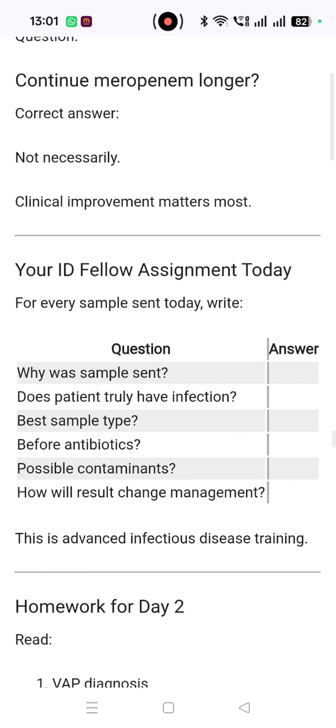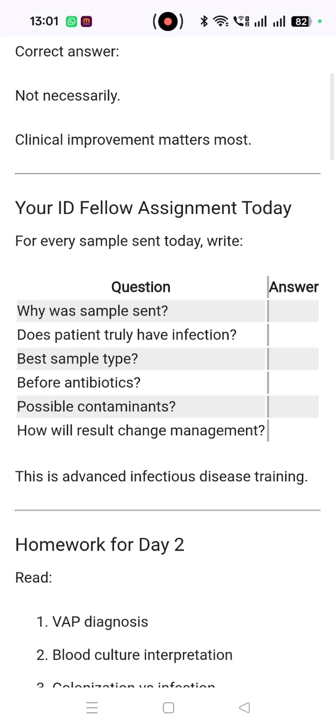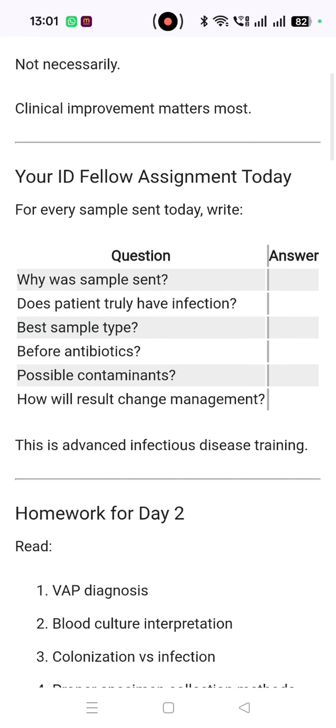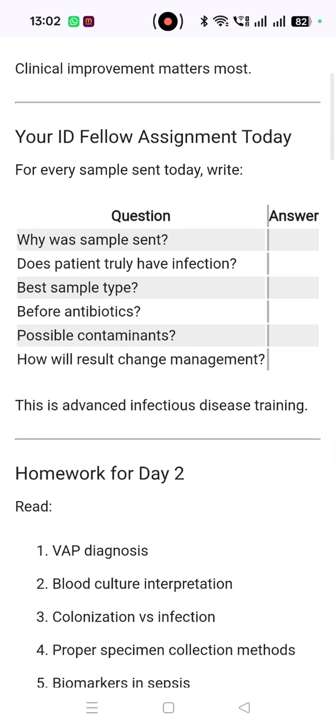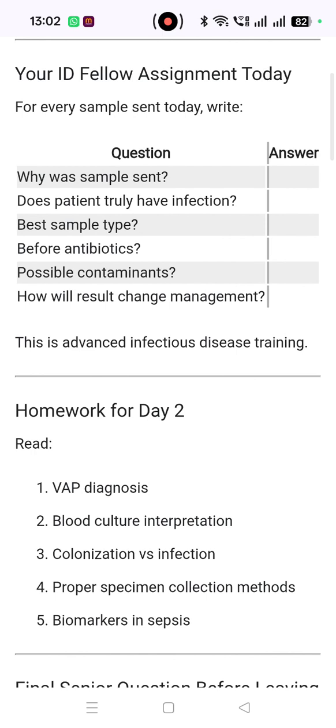Okay. So, what homework can be given to you? For every sample you have sent, see why that sample was sent. Always think, when you see the file of that patient in the morning, why that sample was sent. Does the patient truly have infection, or is it just contamination? What is the best sample type, that you should know as a microbiologist, as an infectious disease fellow, as a medicine person. Is a possible contaminant there or not? How will the result change the management? If you get the result, whether this management can be changed or not.